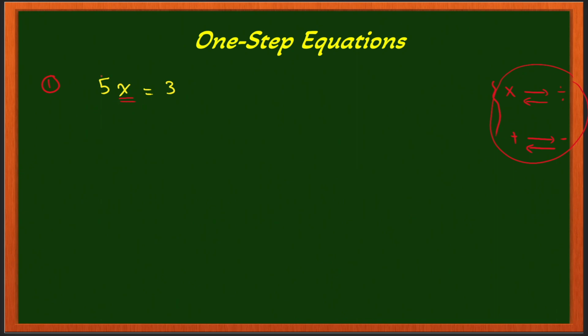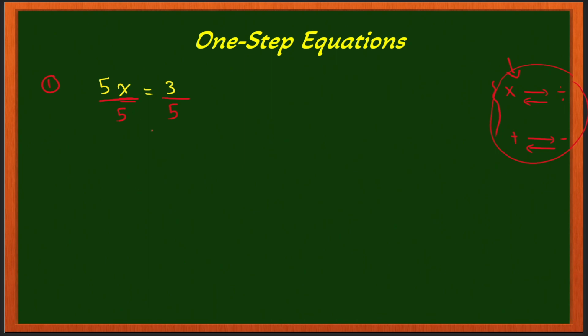We'll ask ourselves, what's the operation between 5 and x? It's multiplication. What's the opposite of multiplication? It's division. So we need to divide by the 5 to get rid of it. But now you're dividing this side by 5. You're reducing its value. So you have to do the exact same thing to the other side.